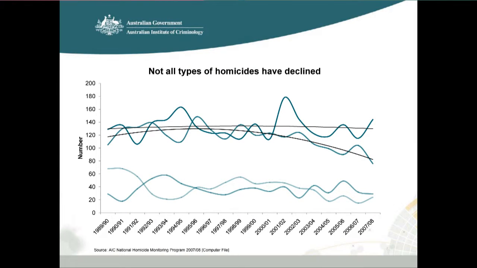What we actually have is a decline in the homicides that occur between friends and acquaintances, as you can see by that graph, although the colours aren't quite as easily identifiable. But the one that's running downwards with the trend line is actually acquaintance homicides. The one that's in effect a fairly straight line are our domestic homicides.